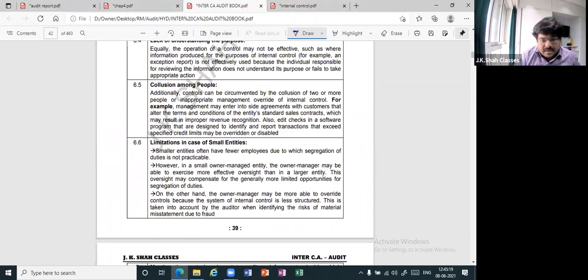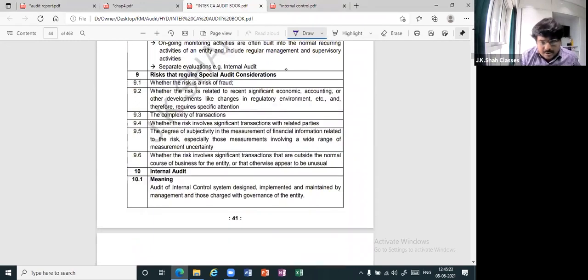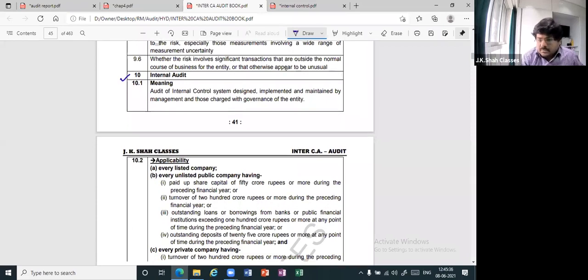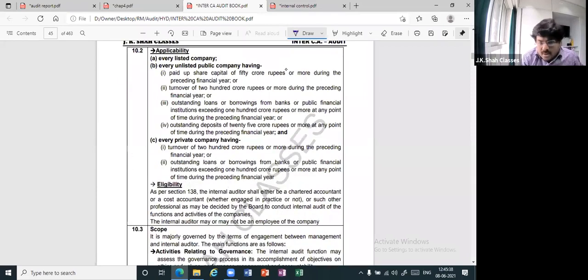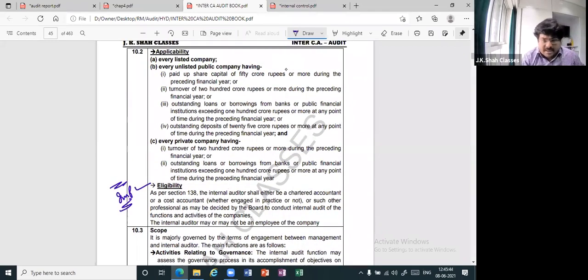Acha, apart from that now, for that internal control, what I want you all to do is, see, this is internal audit. Point 10. Have a look at the meaning which is there. It is audit of internal control designed and implemented by the management and TCWG of the entity. Achha. Now what I want you all to read is this part. Read this. Eligibility. Don't read the applicability. That we are going to do the next time. Read the eligibility part.